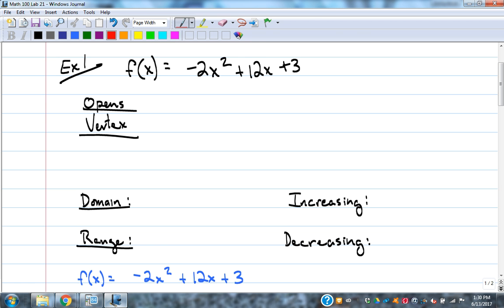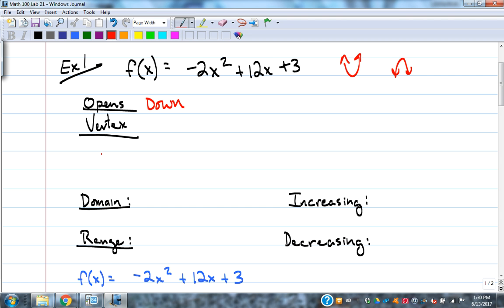All right. So with this particular function, we have A, B, and C there, just like we were using for quadratic formula, vertex form, and all those things. The A determines which direction it opens. If A is positive, then the parabola would open up. If A is negative, it opens down. Here, A is -2, so we know that this opens down.